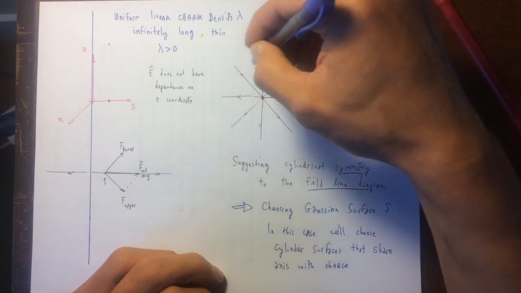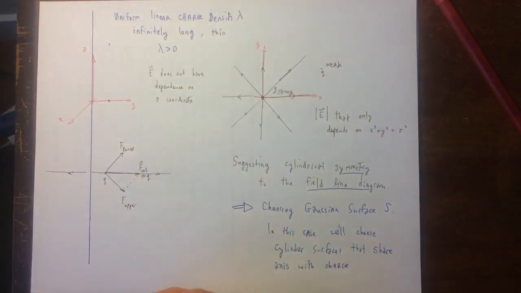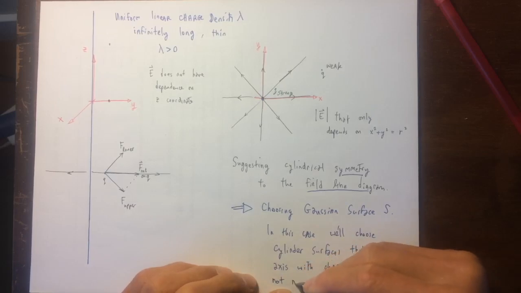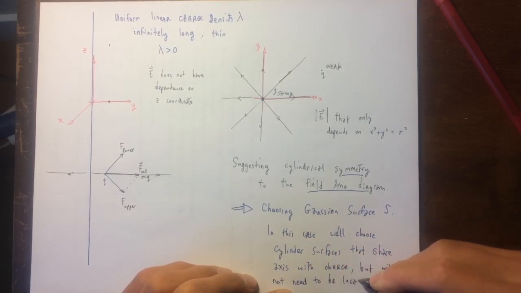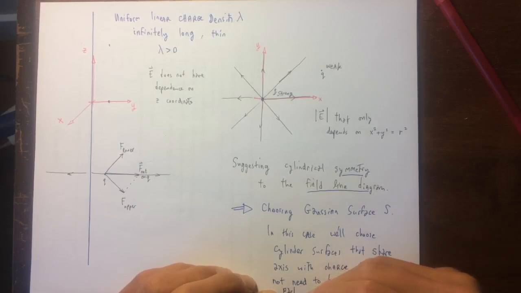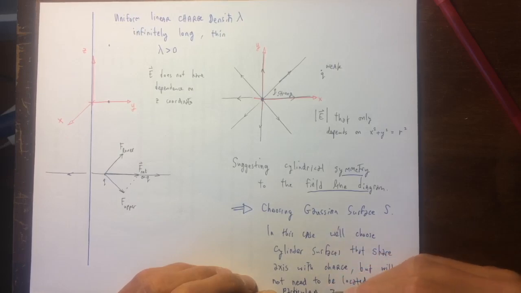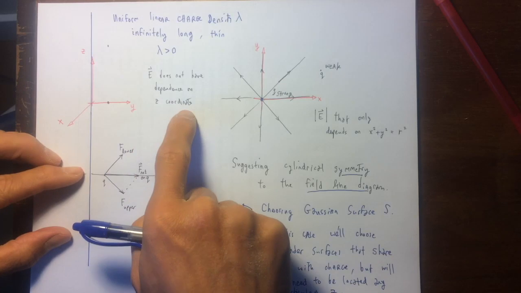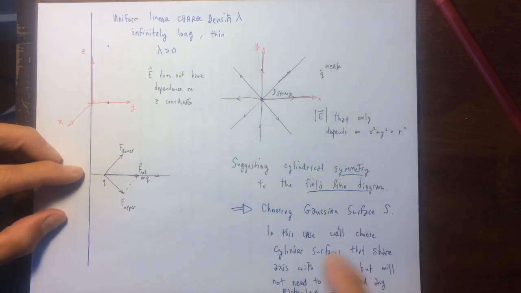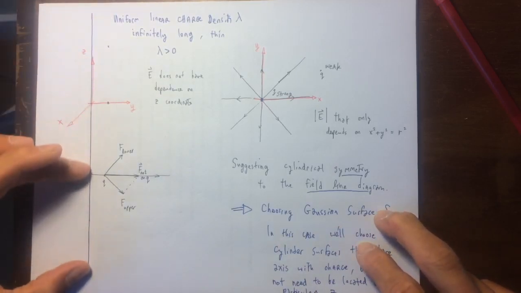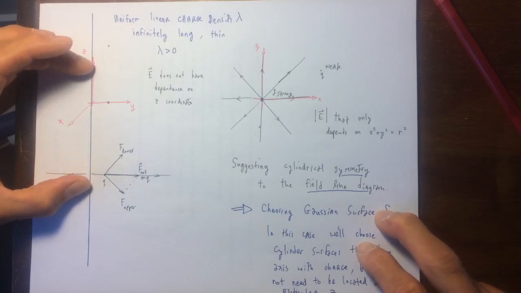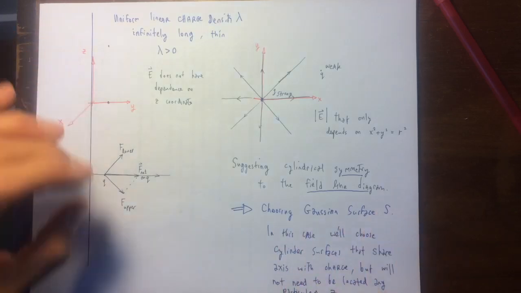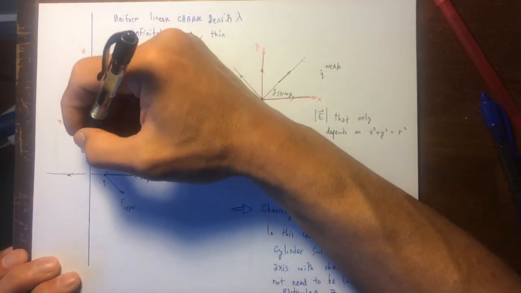So we're going to imagine cylinders drawn this way here, or this way over here. So they'll share the axis with the charge, but will not need to be located at any particular z. So what this means is I don't have any reason to think in terms of a z-coordinate. So the Gaussian surface can actually be anywhere in the z direction, and not even just that, but it can be as long as we want or as short as we want in the z direction. So our Gaussian surface is going to, for example, have to look like something like this.